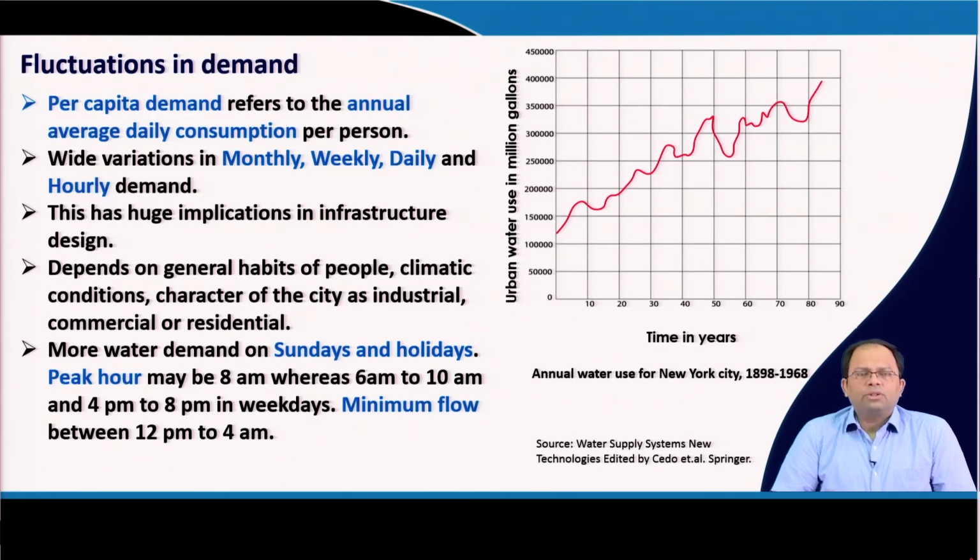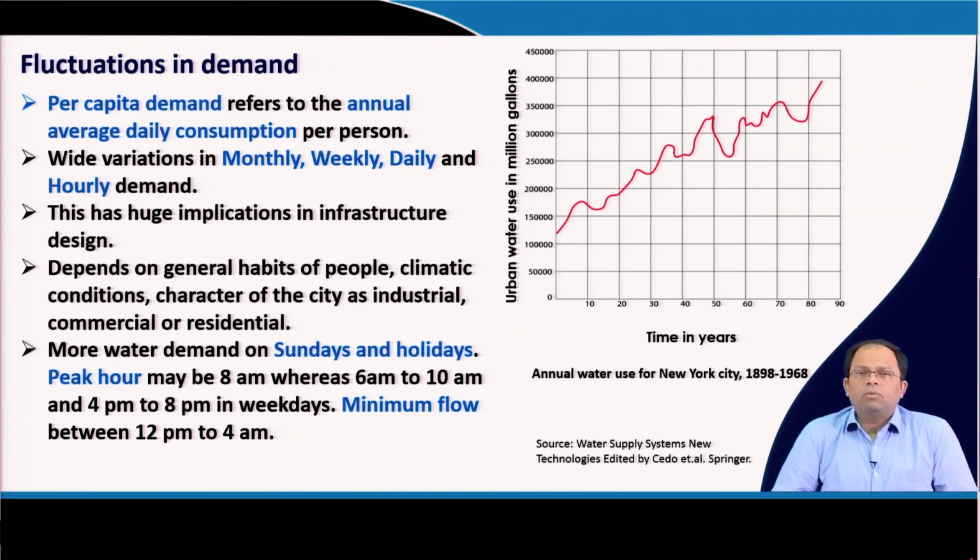So, when we talk about fluctuations in water demand, of course, the per capita water demand refers to the annual average daily consumption per person. So, when we talk about fluctuations, we talk about fluctuations in the annual average daily consumption per person, right? So, we have an annual consumption and how this annual consumption varies. There could be fluctuations during a particular month, in a particular week, daily, and also hourly.